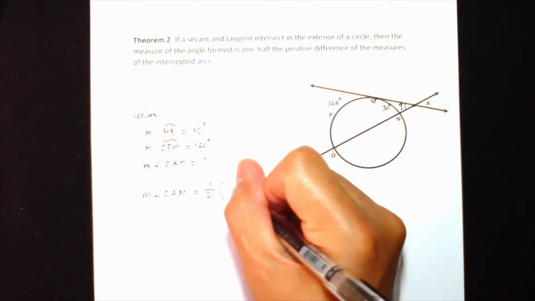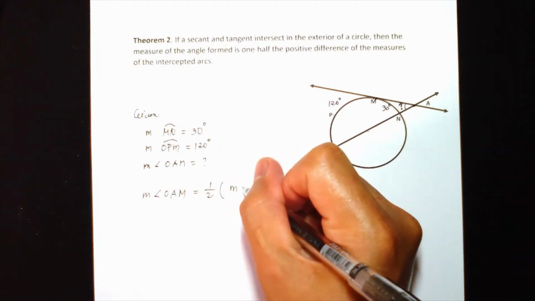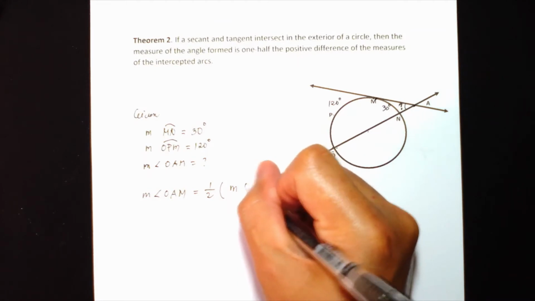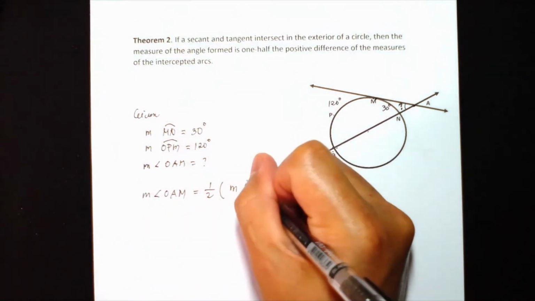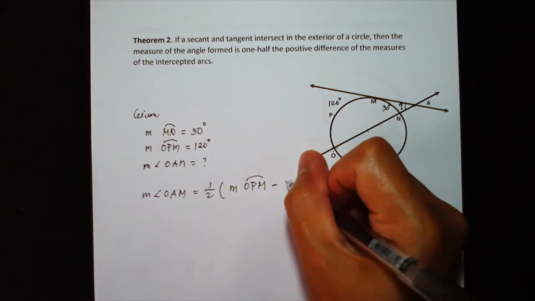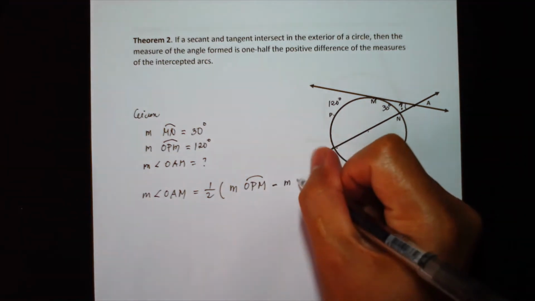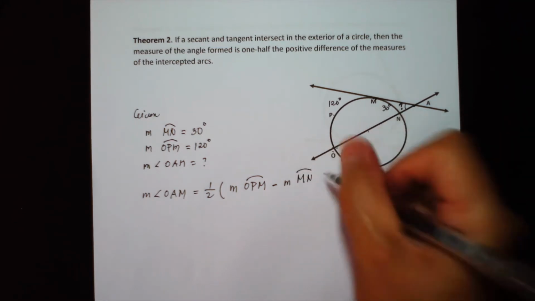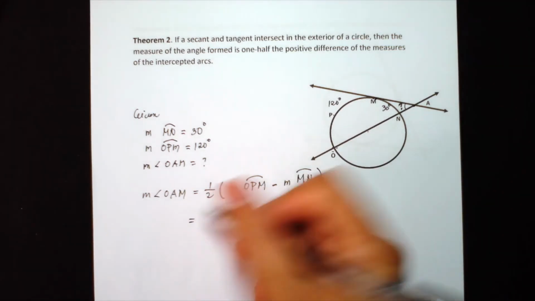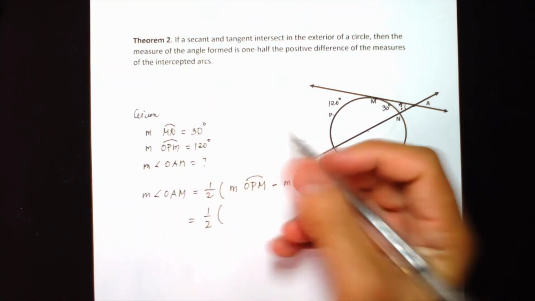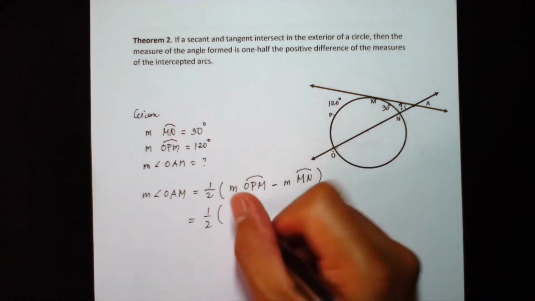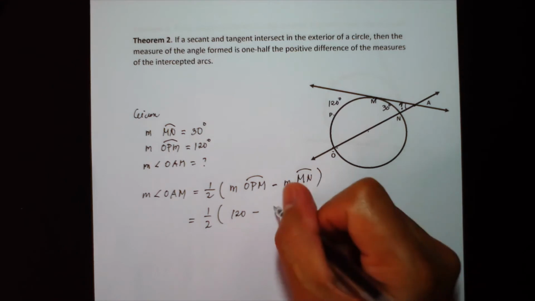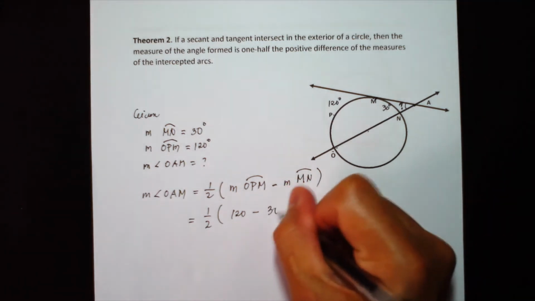So we have the measurement of arc OPM minus the measurement of arc MN. So we have 1/2, then the measurement of OPM is 120 minus the measurement of MN, which is 30 degrees.